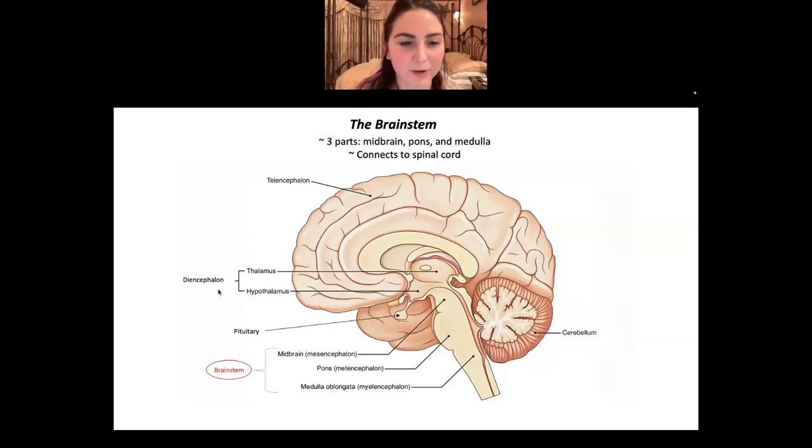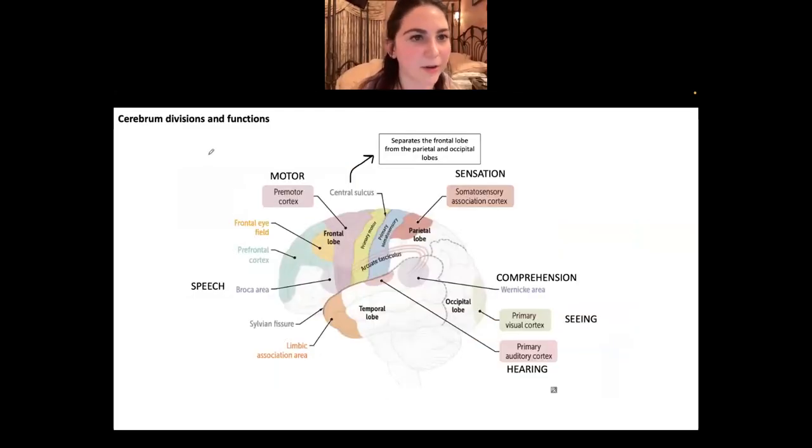All right, and then we talked about the brainstem. There are 3 parts of it: midbrain, pons, medulla, or mesencephalon, metencephalon, myelencephalon. It's going to connect to the spinal cord. We'll do this another day. And then going back into the divisions of the cerebrum, I broke it up into the major things here.